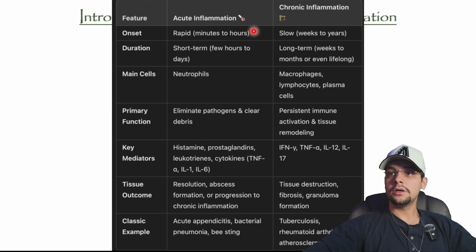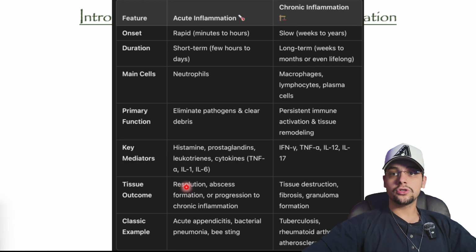Contrasting chronic inflammation, the onset is slow, often weeks to years. The duration is long-term, weeks, months, or even an entire lifetime. The main cells are macrophages, lymphocytes, plasma cells. The primary function is persistent immune activation and tissue remodeling. The key mediators involved would be interferon gamma, tumor necrosis factor alpha, interleukin 12, interleukin 17. The main outcomes would be tissue destruction, fibrosis, and granuloma formation. Classic examples are TB or tuberculosis, rheumatoid arthritis, or atherosclerosis.